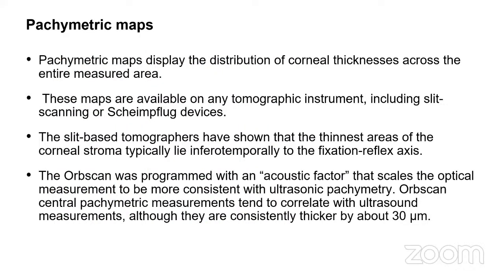Coming to pachymetric maps, they display the distribution of corneal thickness across the entire measured area. These maps are available on any tomographic instrument, including slit scanning or Scheimpflug devices. The slit-based tomographers have shown that the thinnest areas of the corneal stroma typically lie inferotemporally to the fixation reflex axis.